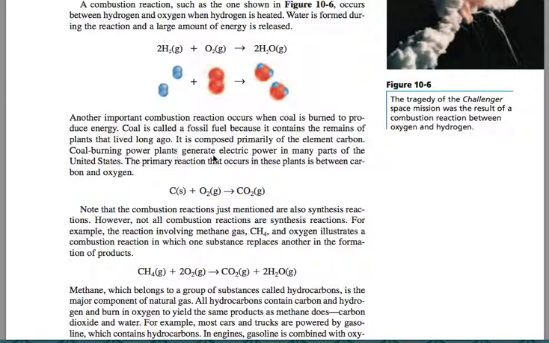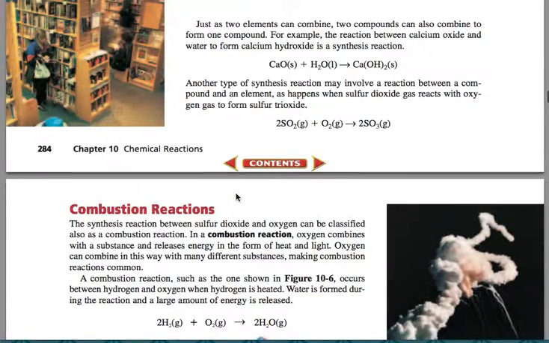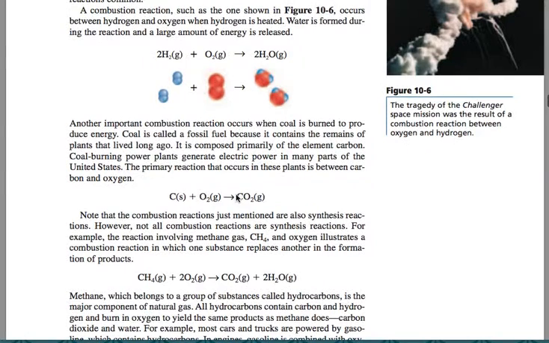Coal-burning power plants generate electric power in many parts of the United States. The primary reaction that occurs in these plants is between carbon and oxygen. So we have an atom and an atom, or an element and an element, react to produce a compound. Note that the combustion reactions just mentioned are also synthesis reactions.